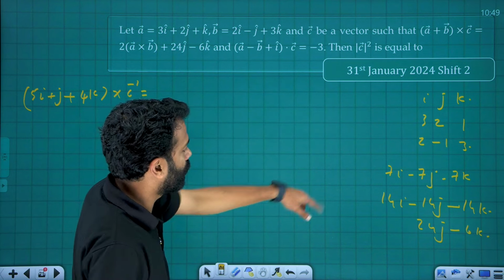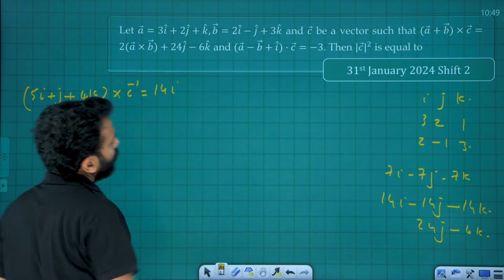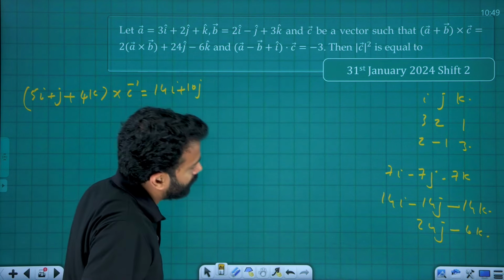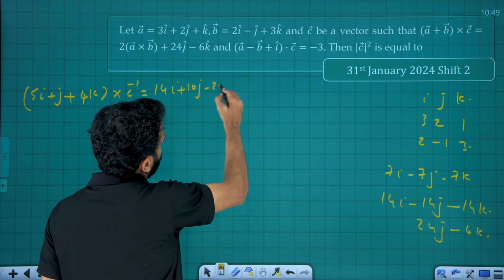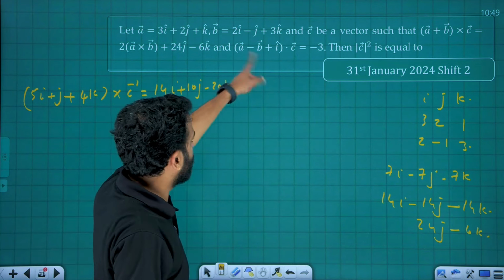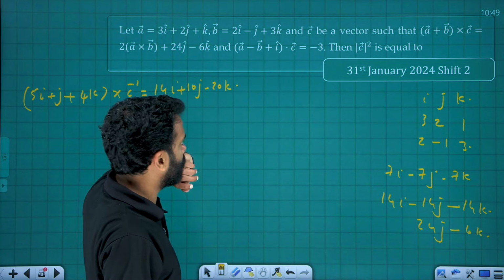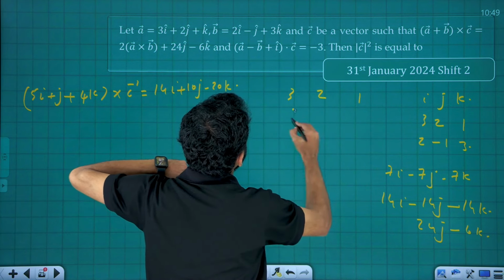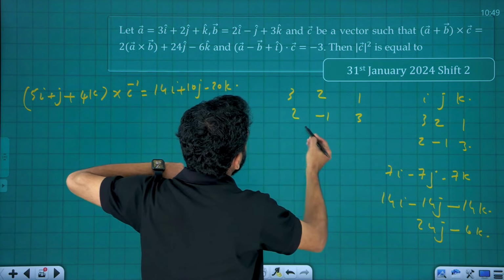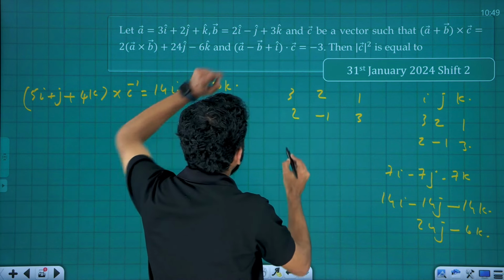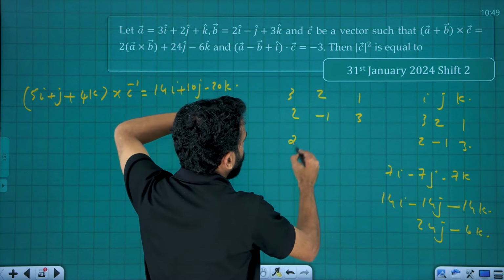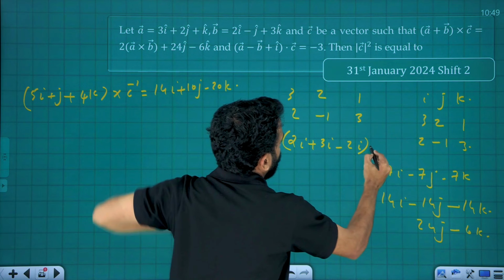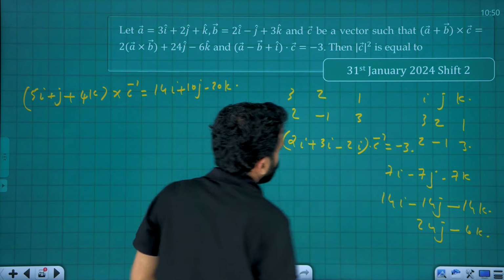So it becomes 14i plus 10j minus 20k. And the additional data is that vector A minus vector B plus i, dot vector C, is equal to minus 3. So A is 3, 2, 1 and B is 2, minus 1, 3. Adding i, this becomes 2i plus 3j minus 2k. Dot vector C is equal to minus 3. So that's the parent equation here.